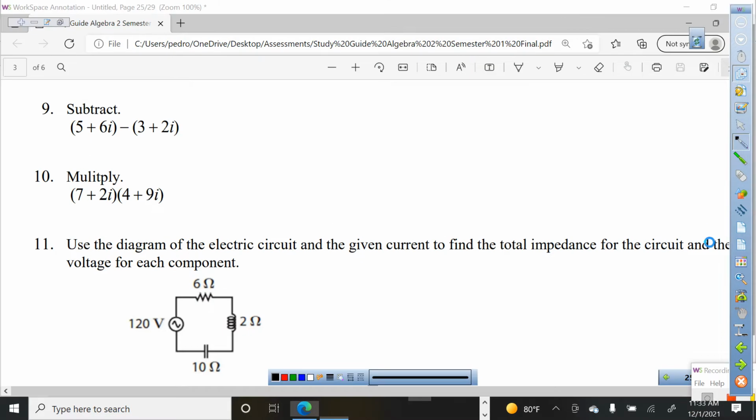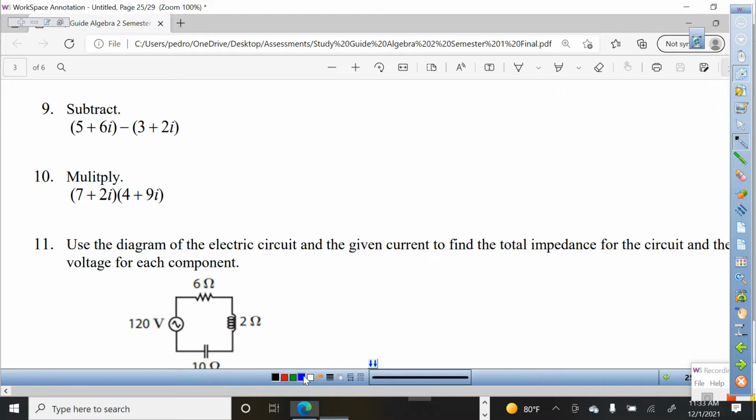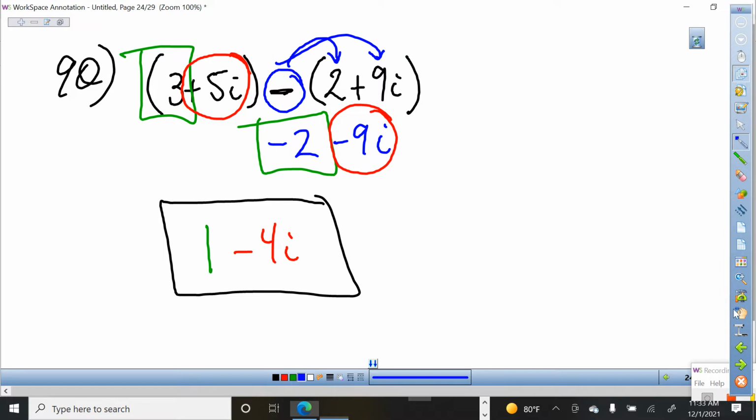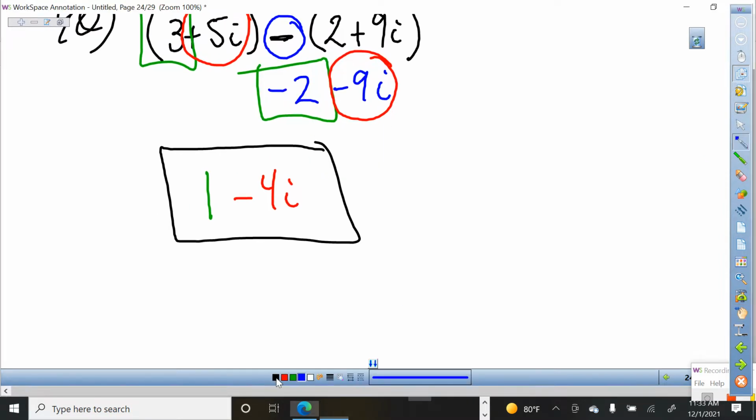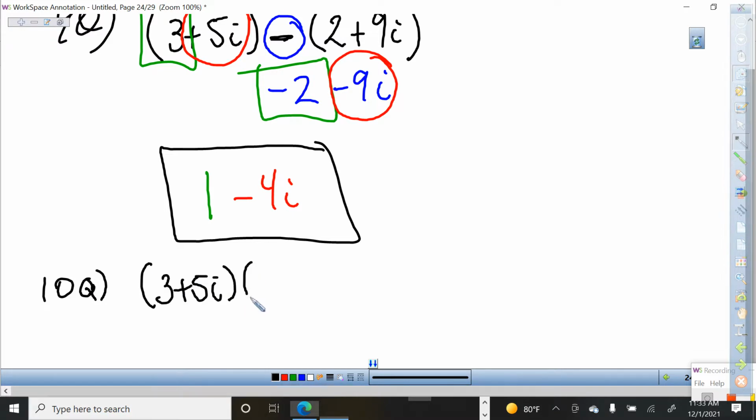We got this, yes? All right, what did you get for this one, Thomas? Go. 2 plus 4i for number 9. Hands up if you got that. That is correct, okay? Let's go to our blank sheet of paper. Let's write example 10Q. Get it? 10Q. Parentheses 3 plus 5i times 2 plus 9i.